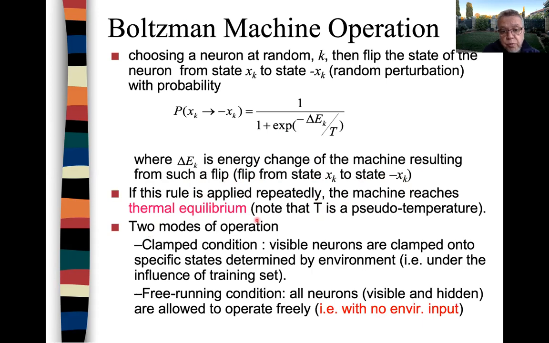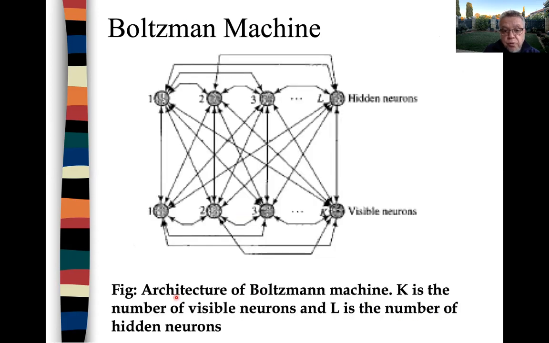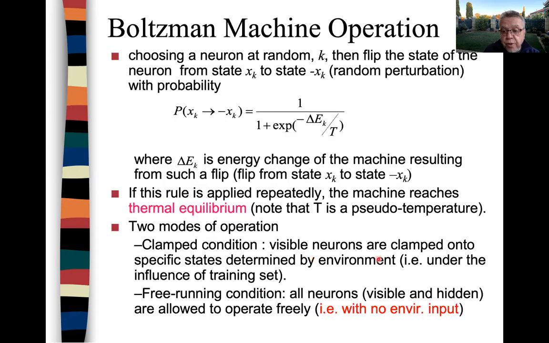But you operate in two modes of operation. The first one is the clamped mode of operation, where the visible neurons are clamped onto specific states determined by the environment, i.e. you have a training set. So you take these visible neurons and you clamp them to a certain state, like +1, -1, +1, and so on, based on your training set. This is the first mode of operation, and you can perform training under this clamped condition.